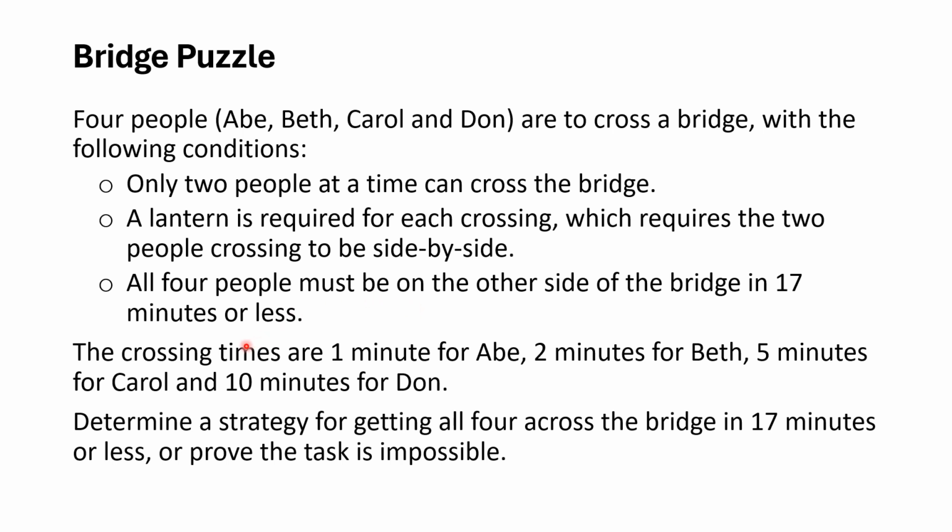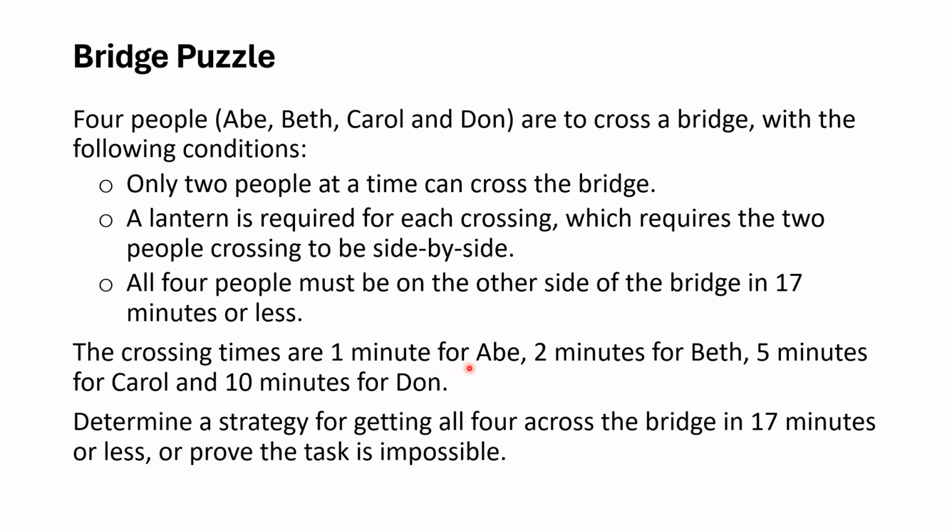And we have the following crossing times. 1 minute for Abe, so he's the fastest, then 2 minutes for Beth, 5 minutes for Carol, and then 10 minutes for Don. So these are how long it takes for each of these 4 people to go from one side to the other, and also coming back if they need to. So we want to determine a strategy to get all 4 people across the bridge in 17 minutes or less. And just keep in mind that we can only cross 2 at a time.